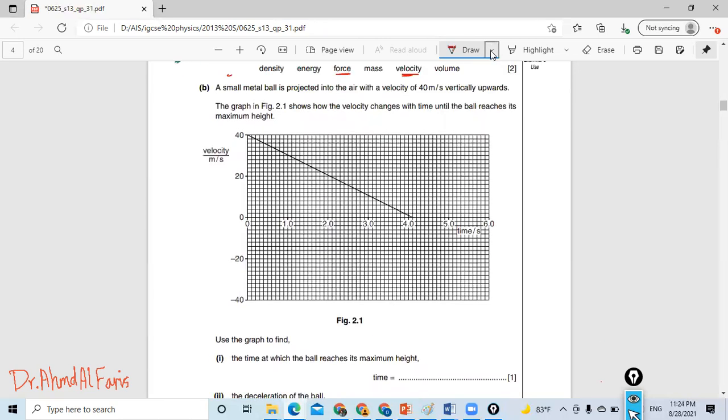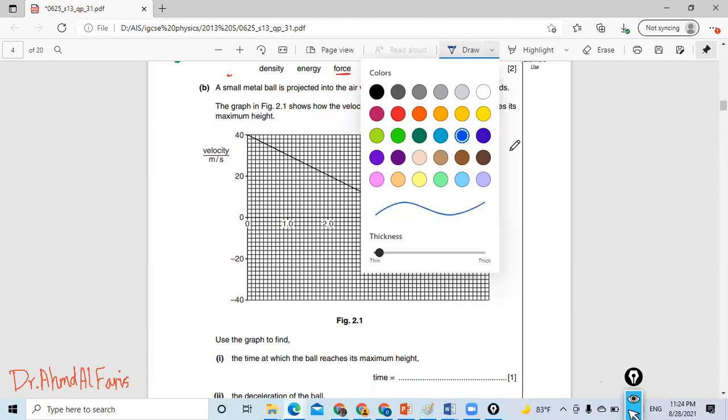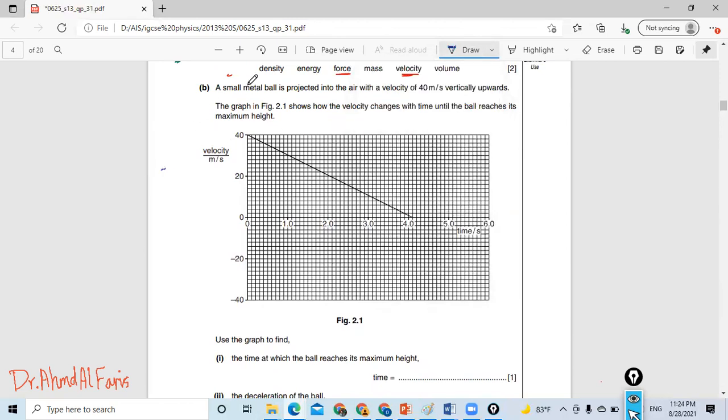Next, part B, they ask about a small metal ball. When they say a small metal ball, that means there is no air resistance. So we neglect all resistance, and only the weight acts on it. Only the weight acts on it. Because they said that a small metal ball is projected into the air with an initial velocity of 40, vertically upwards.